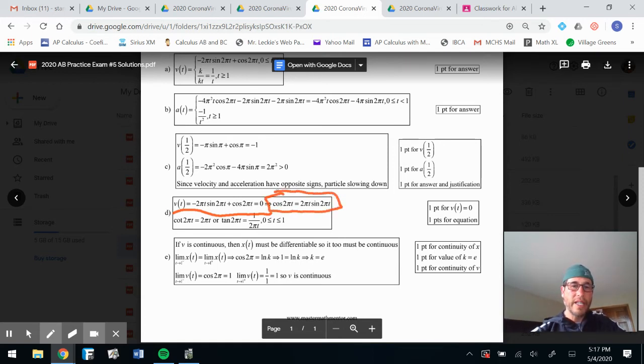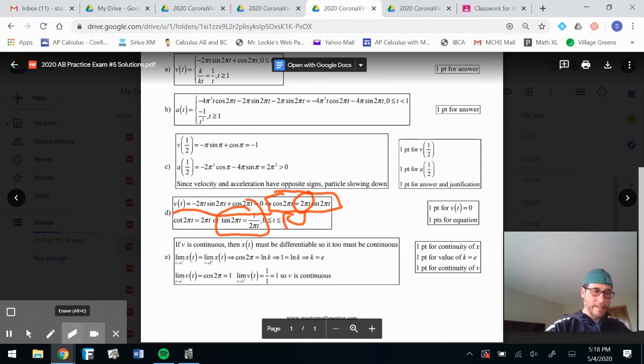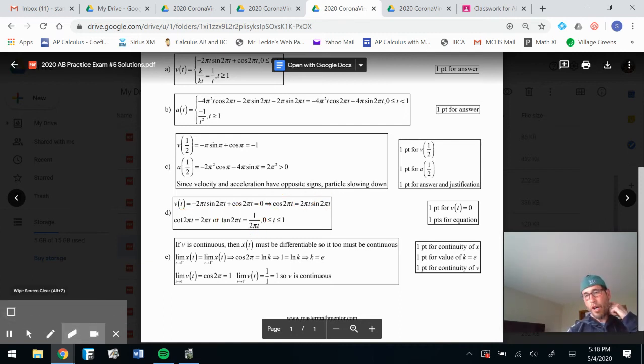Now what's interesting is you could divide that cosine 2 pi t on both sides. If you did that, you would get sine of 2 pi t over cosine of 2 pi t, which would be tangent of 2 pi t. Then what they did in this part is they took this guy and brought it over to the other side. Obviously, there are other answers you could get for that, but that would be what we call a single trig function, and it would give you full credit for that.